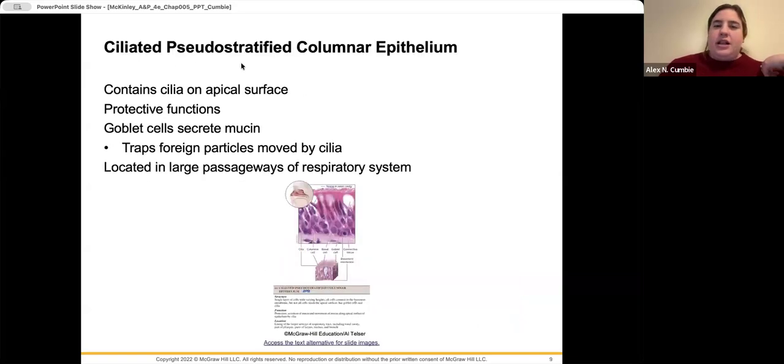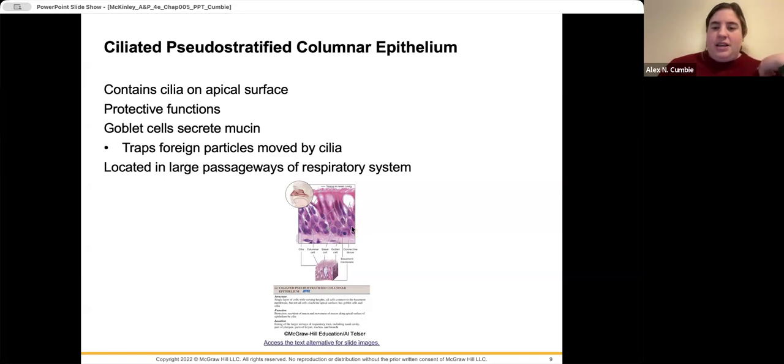We have this other classification here for columnar cells, which goes along with our pseudostratified. So anything pseudostratified in the body is going to be related to a columnar cell. And typically we have ciliated pseudostratified columnar cells. So these cells are a little bit different. They are columnar cells, but you notice that their nuclei are all over the place, right? They're not one nice line like the previous slide.